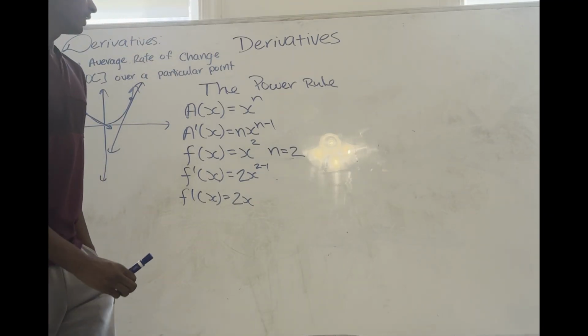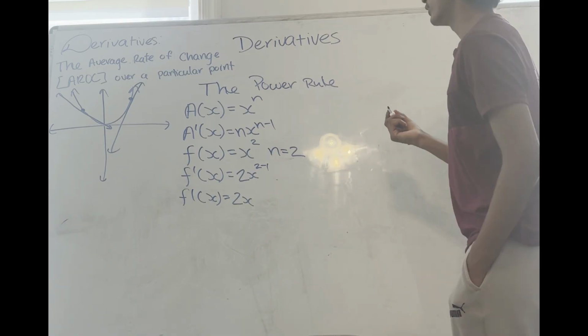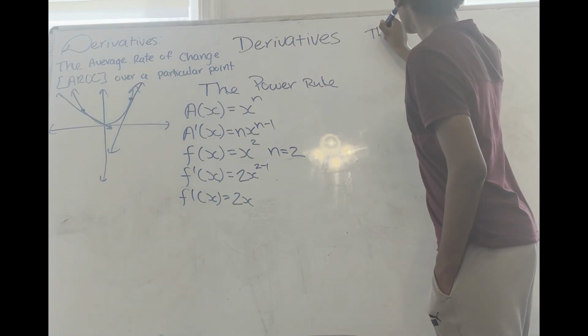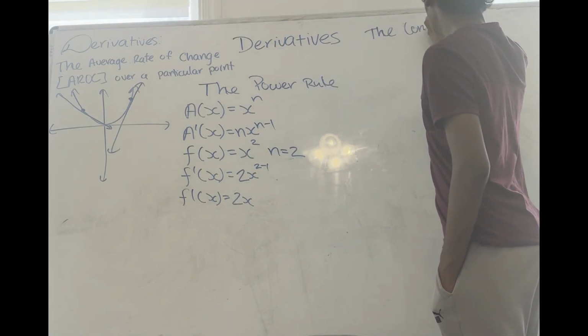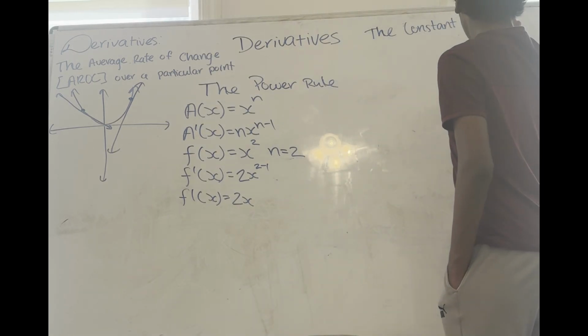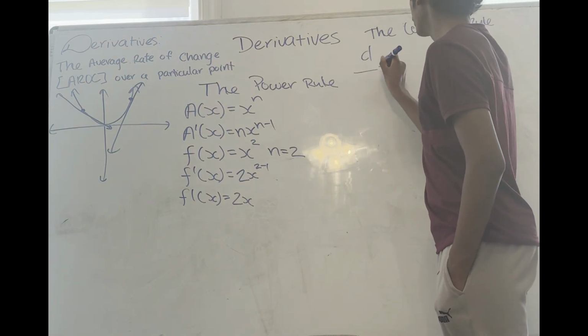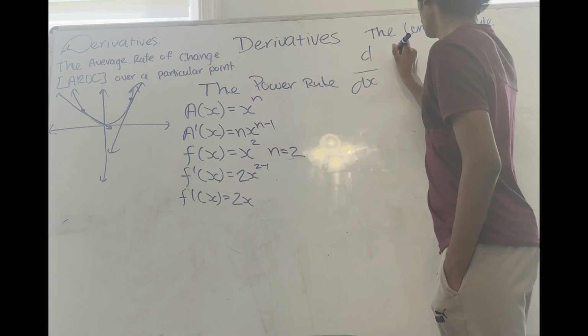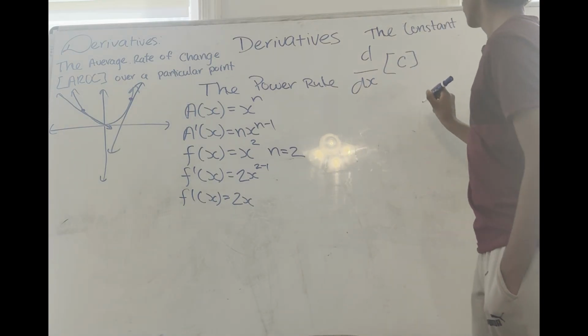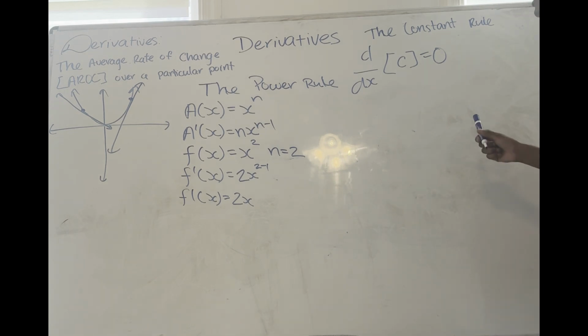All right. So another rule which we need to consider is the constant rule. What does the constant rule tell us? Well, the constant rule tells us that the derivative d of dx of any constant is always equal to 0. Now, why does the derivative of a constant always equal to 0?